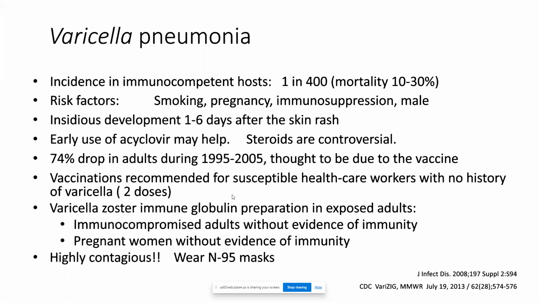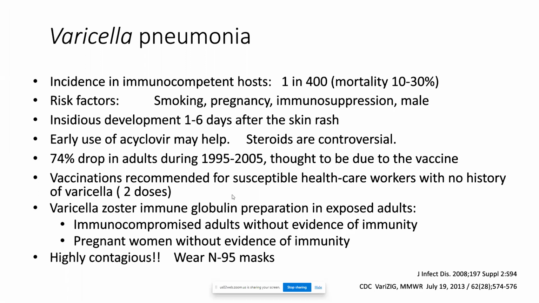But luckily, we're not seeing as much of it anymore, and that's because there's a vaccine. And so kids and adults are getting vaccinated against varicella. It's less prevalent in the community, and so we're seeing less varicella pneumonia, which is a good thing. Vaccines for susceptible healthcare workers with no history, probably 2 doses, and there's the zoster immune globulin for exposed adults.